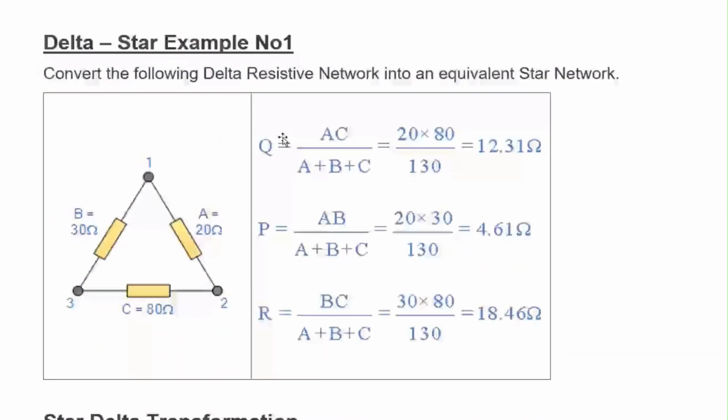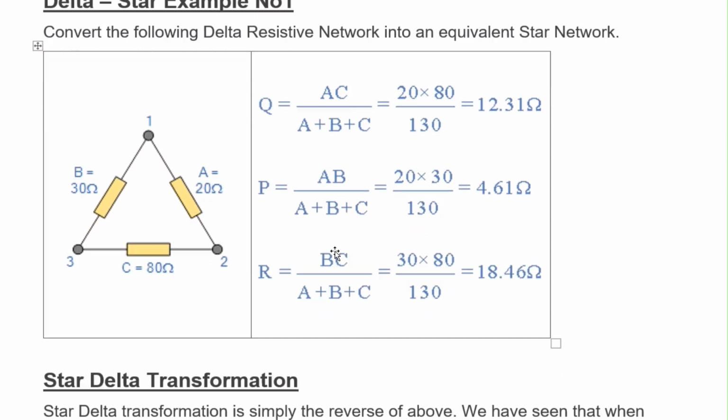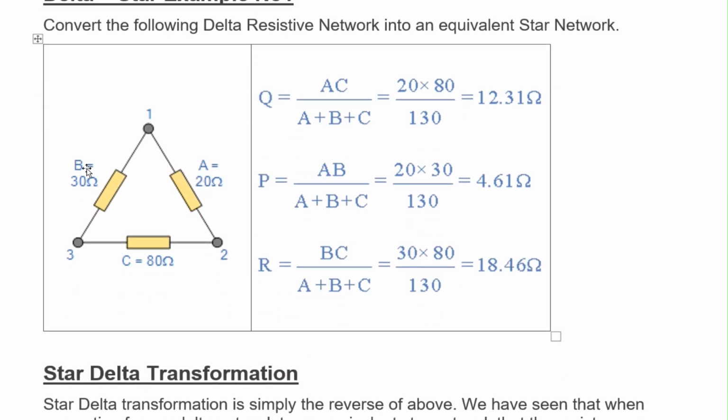In the similar fashion, here is a question basically. So you have been given the values of A, B, and C, and you have been asked to calculate the values of P, Q, and R. Having got the values of A, B, and C, you can calculate based on the formula discussed above.